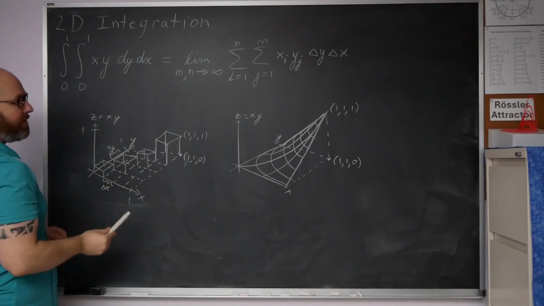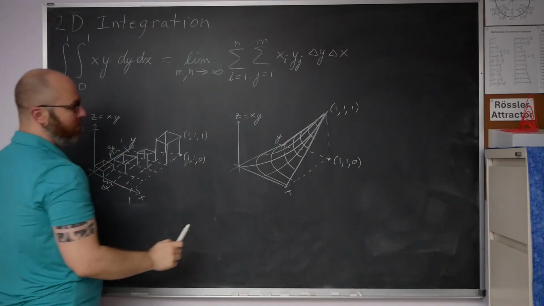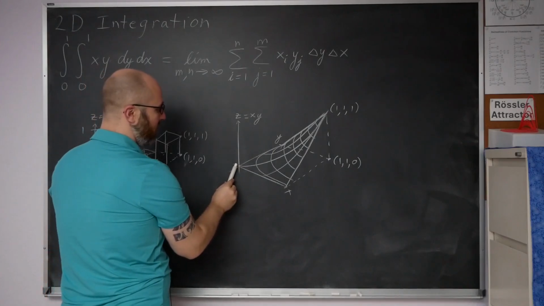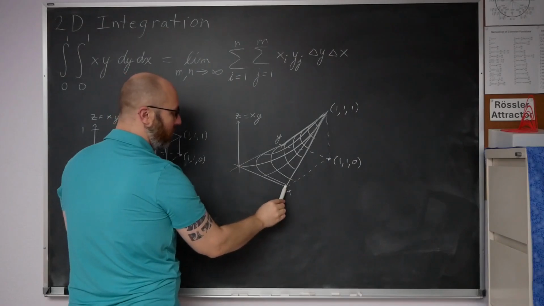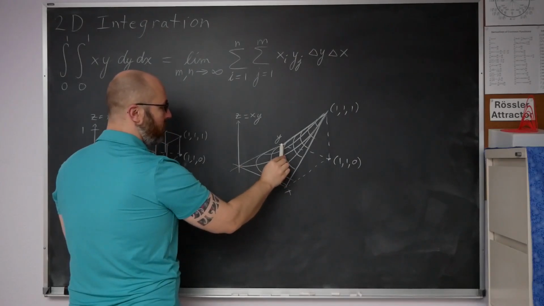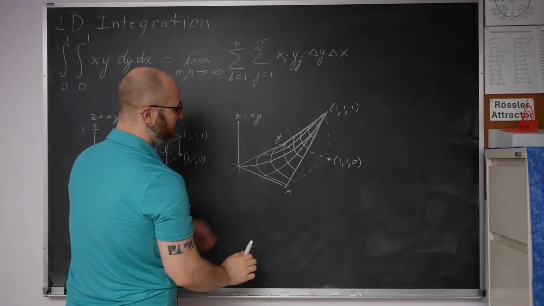So what you're doing is integrating this function z equals xy to find its volume on a square that's 1 by 1, and the corners are (0,0), (1,0), (0,1), and (1,1). It's this unit square in the first quadrant in the xy plane.